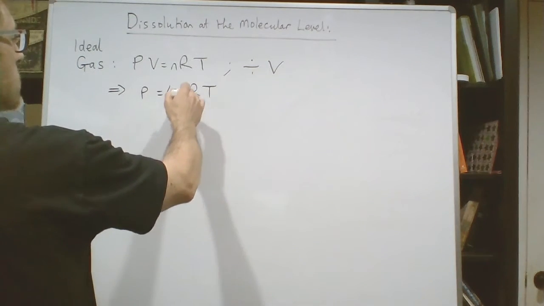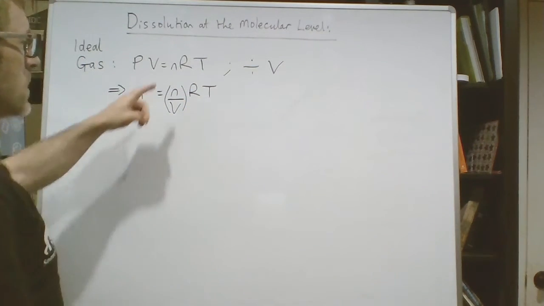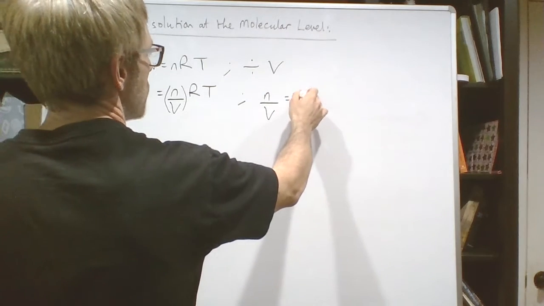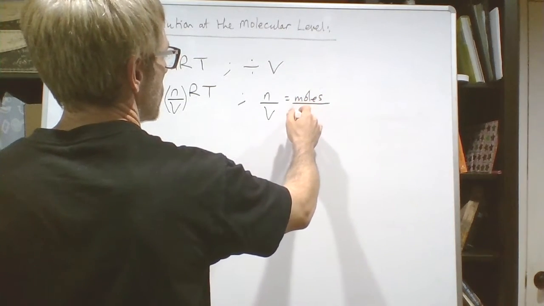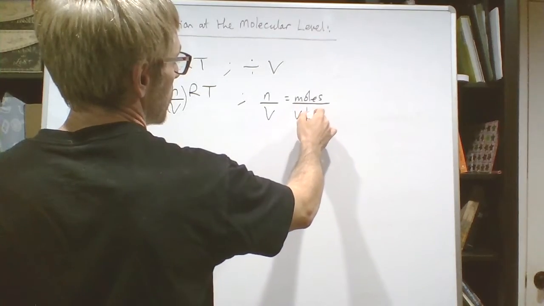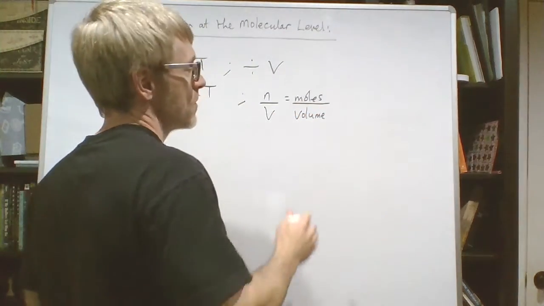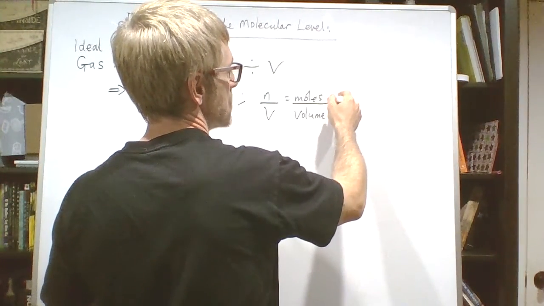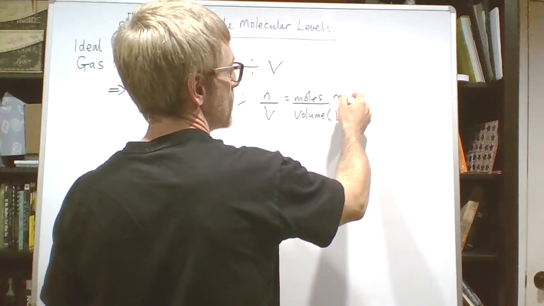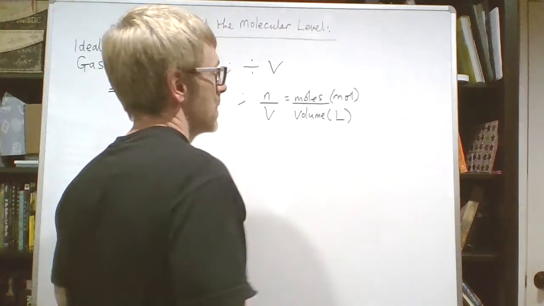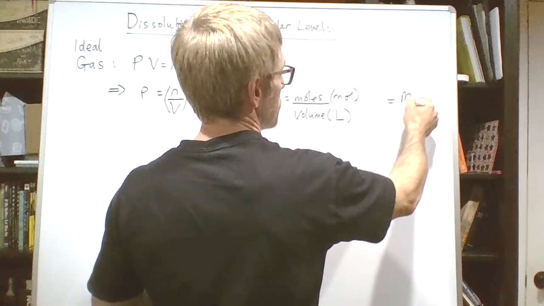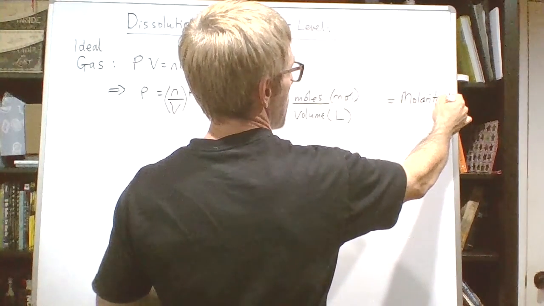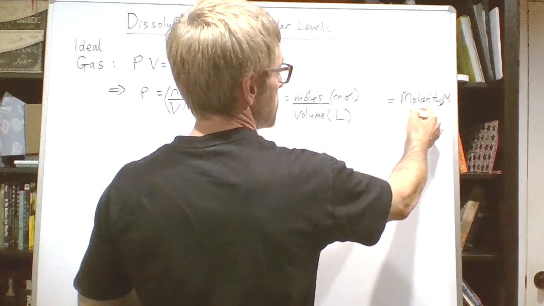And let's look at this object in brackets here. So n over V, well, that's moles per unit volume. Well, if we insist that the volume is in units of liter, and moles obviously is just moles, that's the unit of mole, then this is molarity, which has the symbol capital M. And molarity just means concentration.